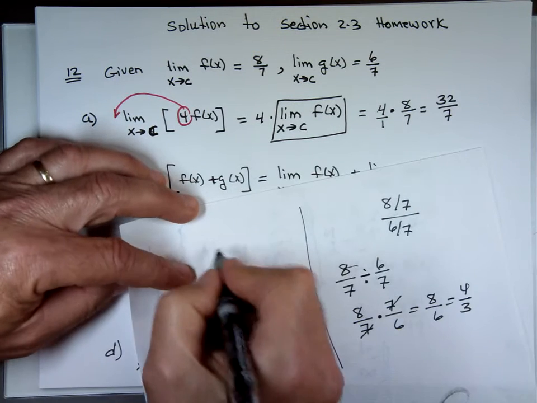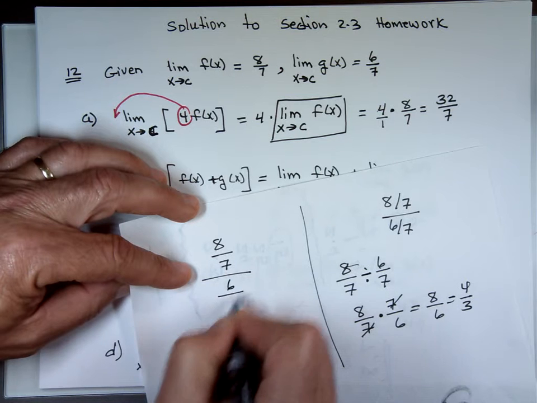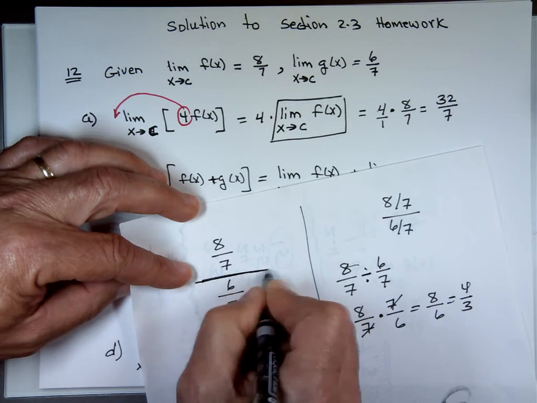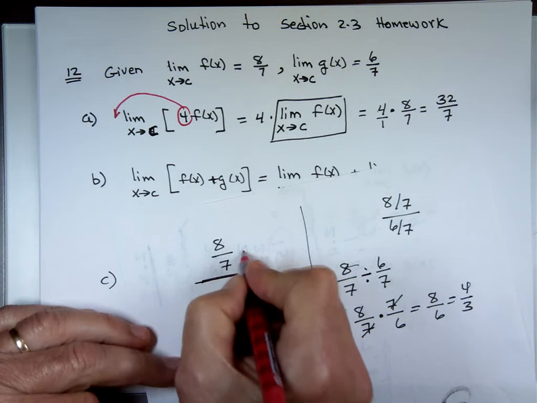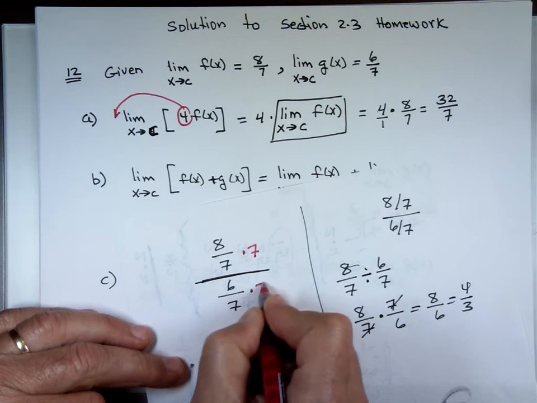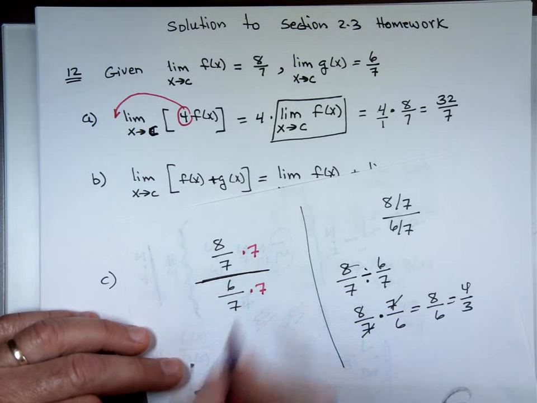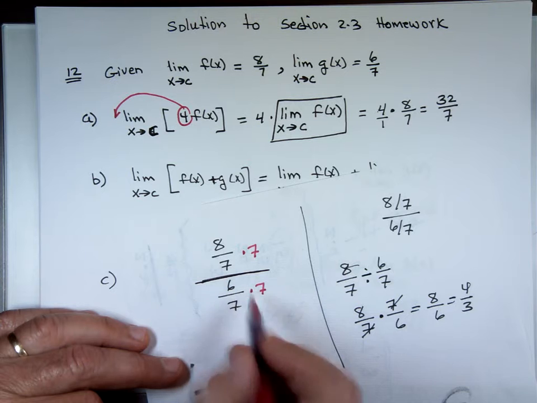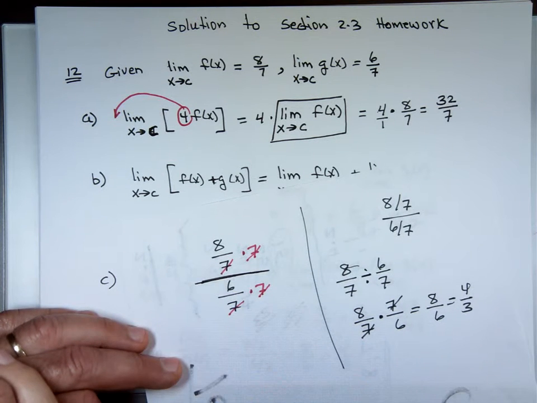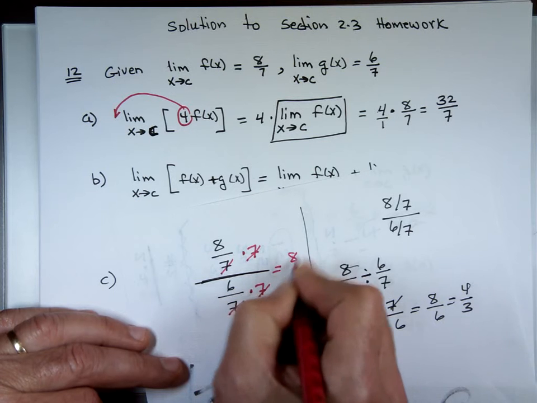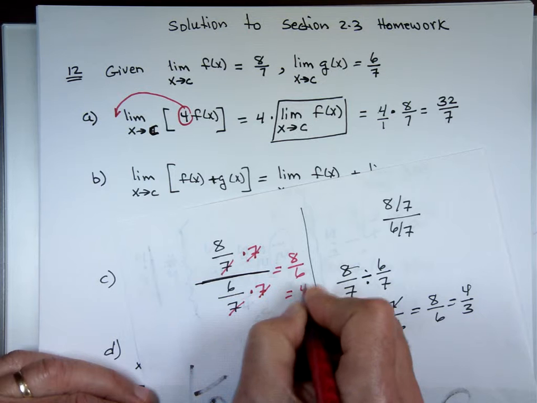Another way of doing it: this big fraction, you know what? If I multiply the top and the bottom by 7, it's not going to change the big fraction. Whatever I do to the top, I have to do the same thing to the bottom. That's times 7, not 0.7. And these 7s will cancel each other out. You end up with 8 over 6, and you can simplify it to 4 over 3.